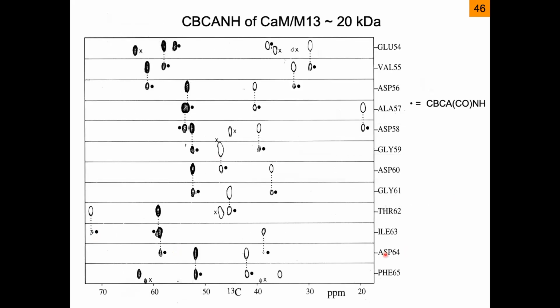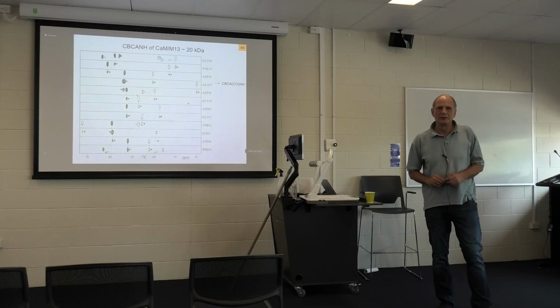Nevertheless, if you get both the C alpha and C beta shifts recorded at the same time, intraresidue and preceding, then you can make very nice sequential walks through the protein sequence. It works well for, let's say, 30, 40 kilodalton, but when you go beyond that, then it starts to become cumbersome. I have a question.